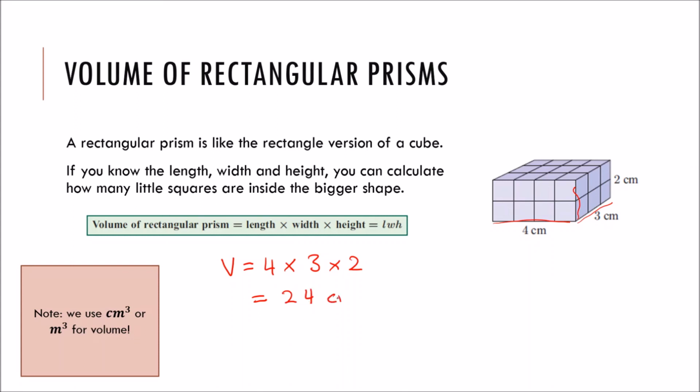And I have centimeters cubed. Right, so now I have a 3 here because I am talking about volume with 3D shapes. Right, so 24 centimeters cubed. The volume of a rectangular prism, length times width times by height.